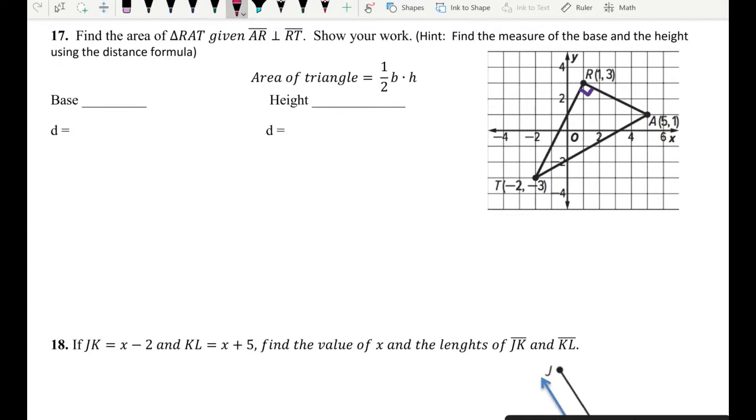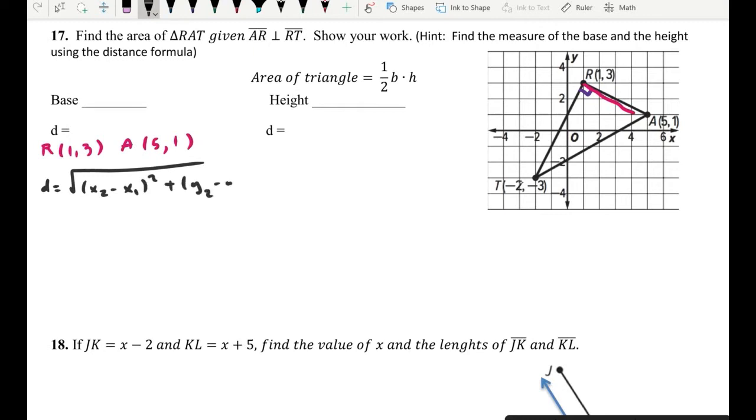So first we're going to find the distance of the base. Let's say I call RA my base. Then I need to find the distance of RA. R, the coordinate is (1, 3), and A, the coordinate is (5, 1). Distance formula: d equals the square root of (x2 minus x1) squared plus (y2 minus y1) squared.